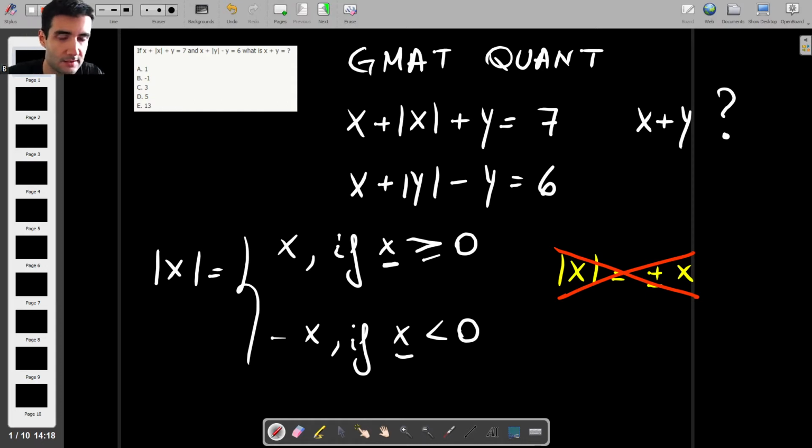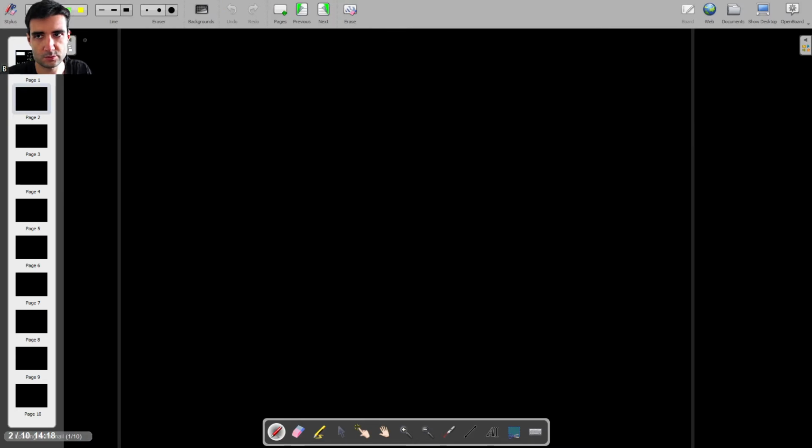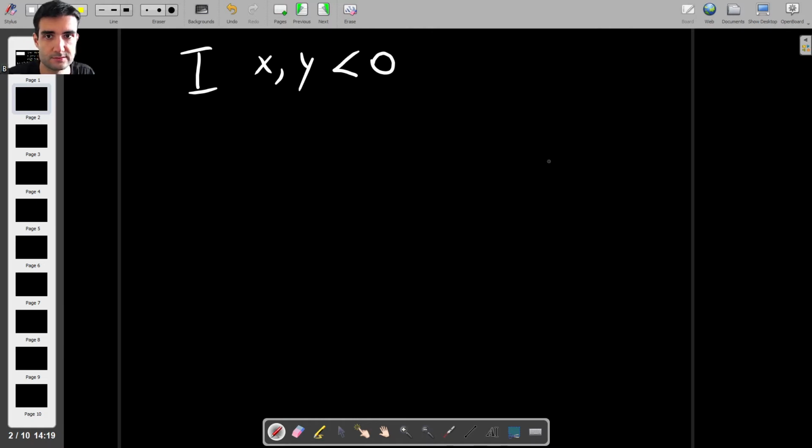Let's consider this on a case-by-case basis. We have two absolute values to worry about because we have two different variables, x and y, and both of them have absolute values shown here. In the first case, let's say x and y are both negative. It means that the absolute value of x is minus x, and the absolute value of y is minus y. That's all there is to it.